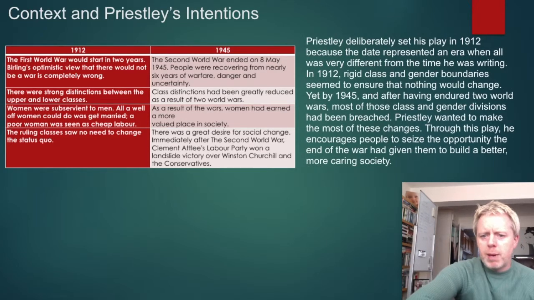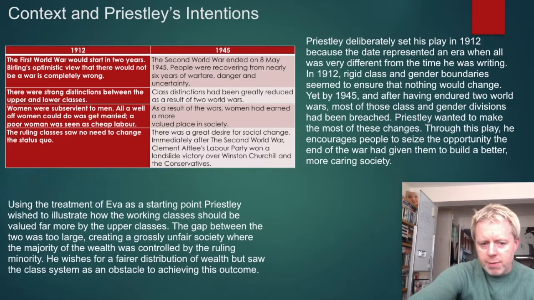Priestley deliberately set his play in 1912 because the date represented an era when all was very different from the time he was writing. In 1912, rigid class and gender boundaries seemed to ensure that nothing would change. Yet by 1945, and after having endured two world wars, most of those class and gender divisions had been breached. Priestley wanted to make the most of these changes. Through this play, he encourages people to seize the opportunity the end of the war had given them to build a better, more caring society.